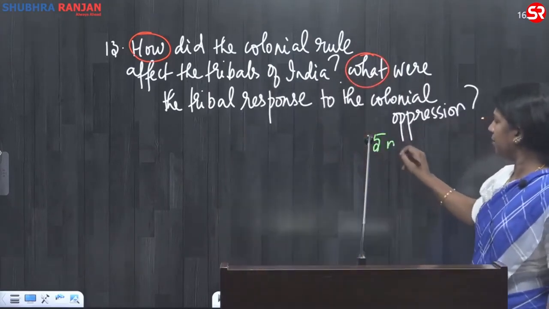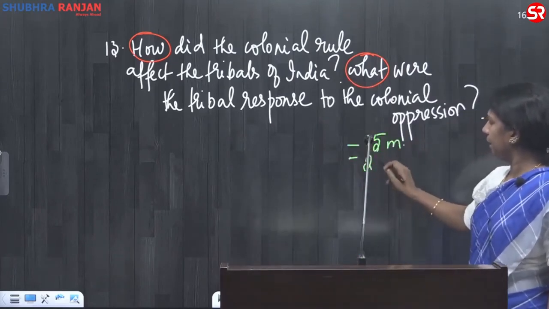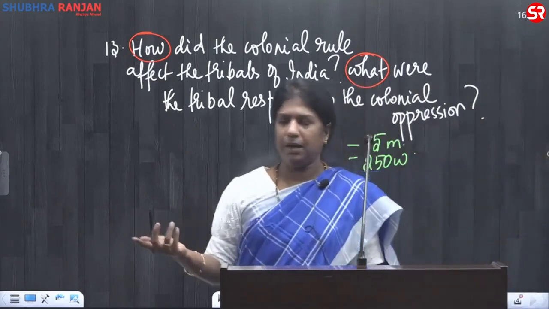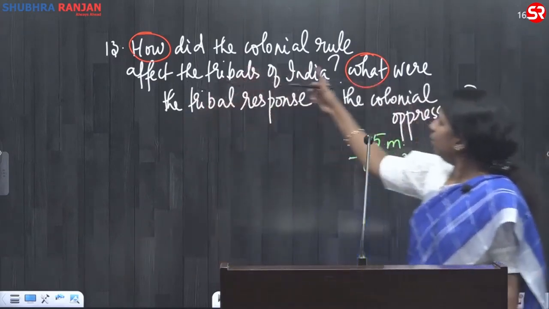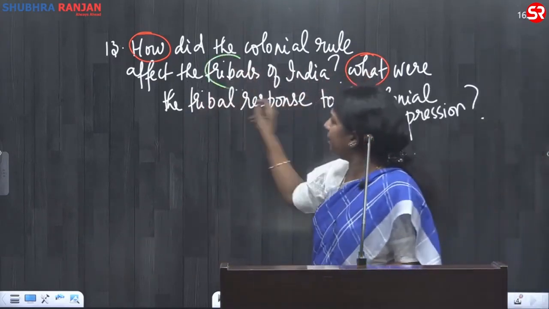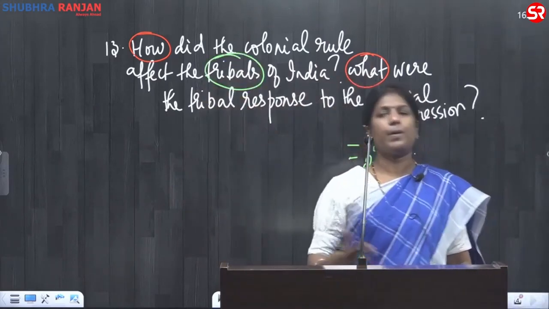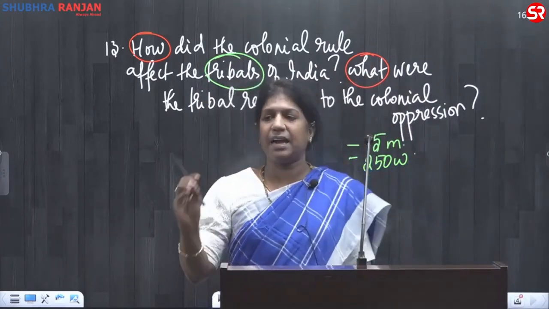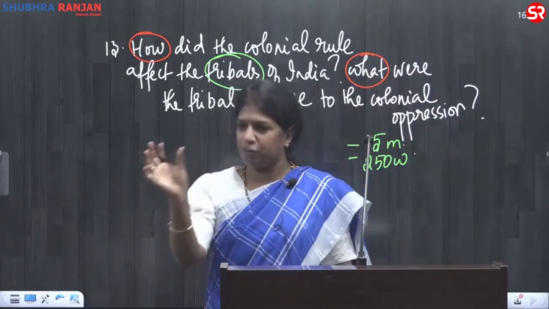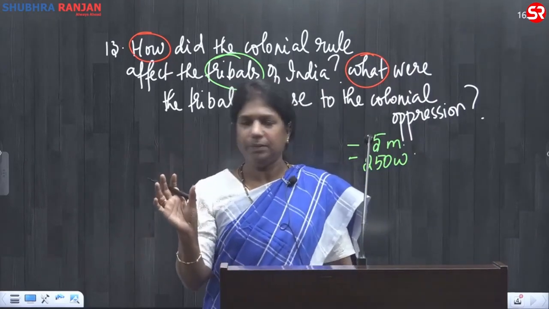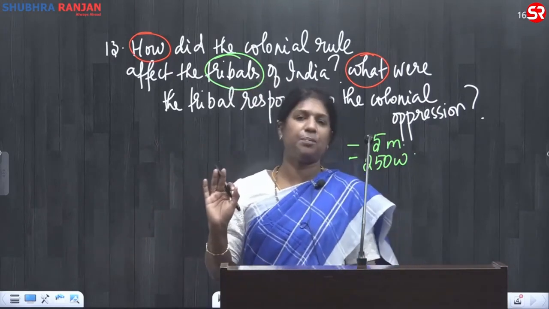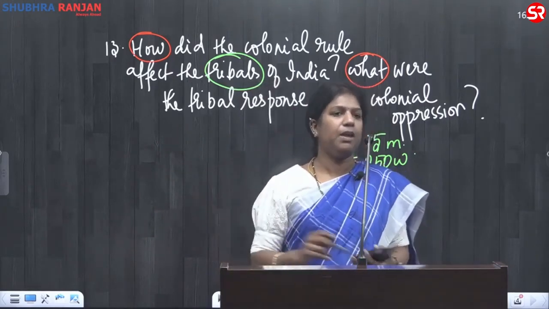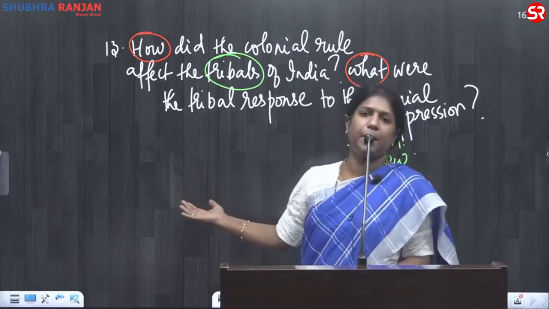It was for 15 marks and for 250 words, which means you're going to write it for 2.5 pages. So what is the question? How did the colonial rule affect the tribals of India? In modern India, we have a chapter called Peasant and Tribal Uprising. So it's only tribal uprising. The entire topic is only 3 pages. If you go through the tribal uprising thoroughly, you'll be able to write it.